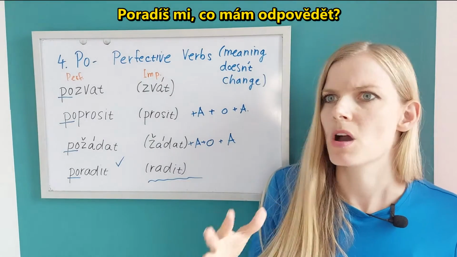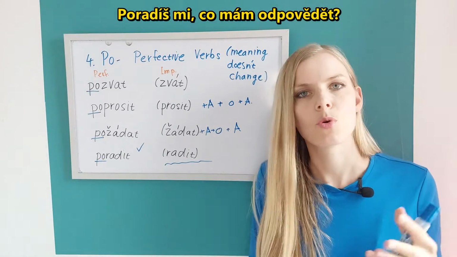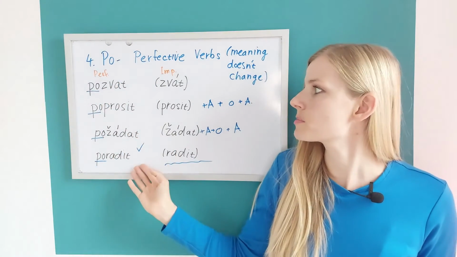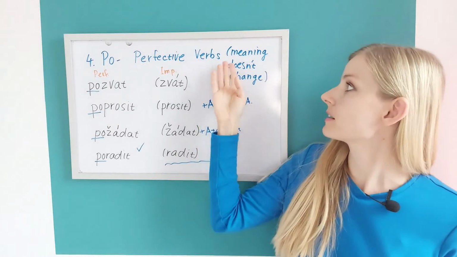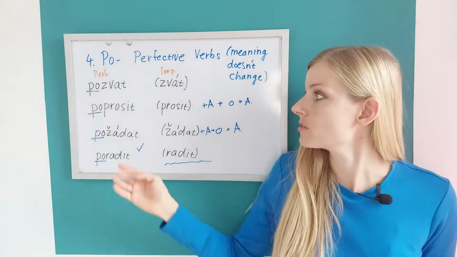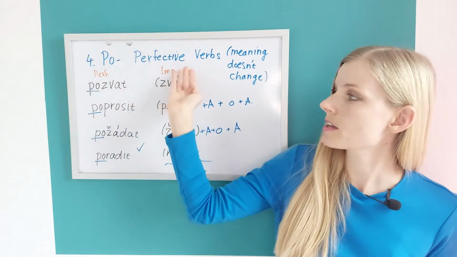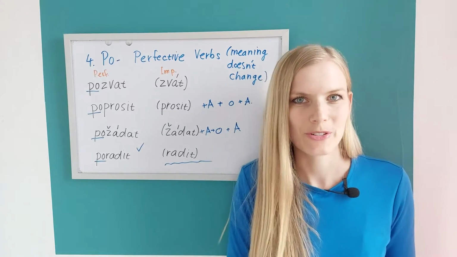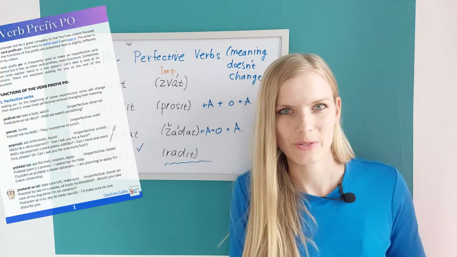Poradíš mi, co mám odpovědět? Will you help me what to answer? And of course, there are more verbs that have the prefix po and they just mean that they are perfective. If you would like to practice more verbs that start with po and fall exactly into this category, you can also check out my worksheet that I prepared for you. You will also find a link to download this worksheet below the video.